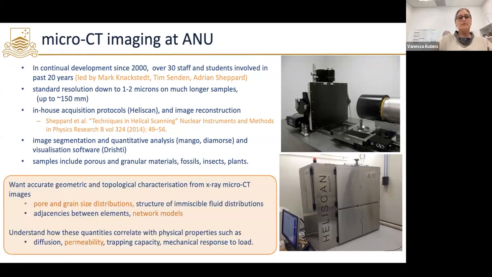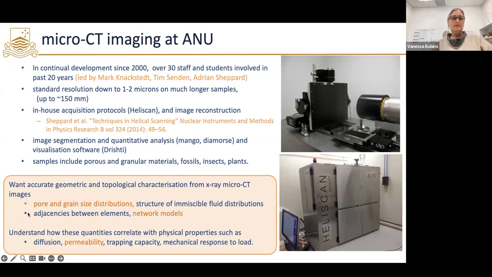And the sort of thing we want to be able to do when we look at these porous materials is to obtain geometric information such as the pore and grain size distribution. And obviously, the way they connect to each other is very important as well. So that's where the topology comes in. And they've also studied the structure of immiscible fluid distributions. So that could be oil and water, or it could be water and carbon dioxide.